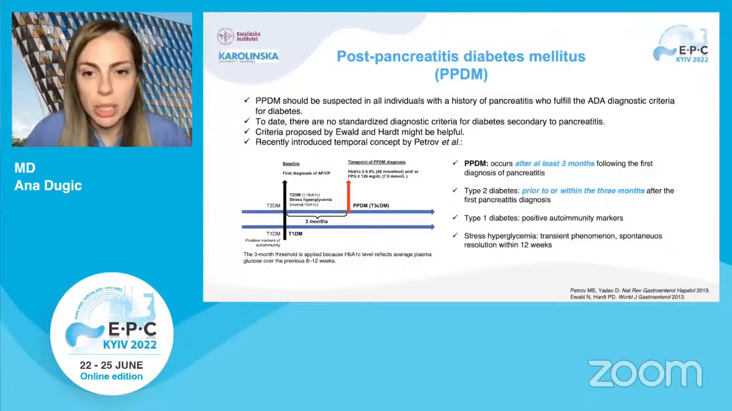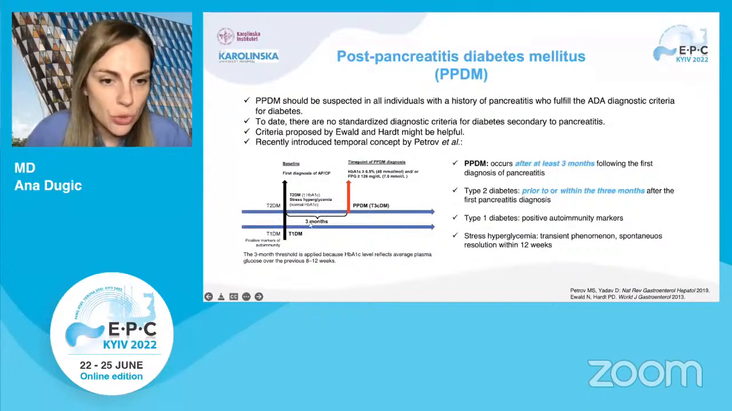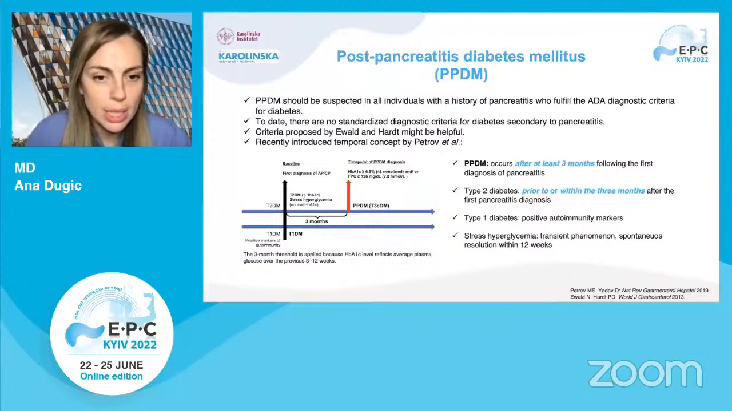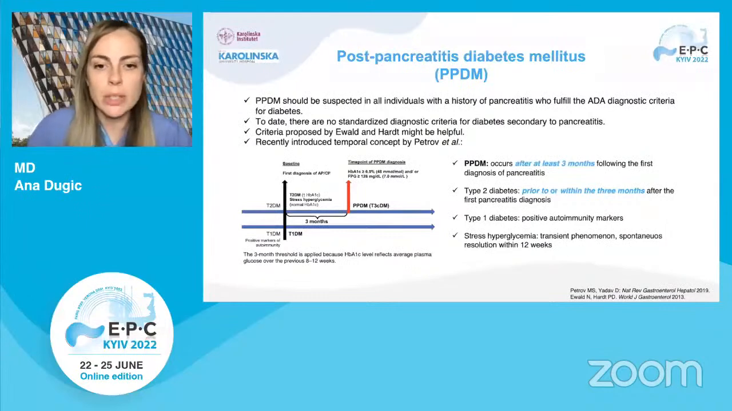Type 2 diabetes is diabetes diagnosed prior to or within the first 3 months after the first pancreatitis diagnosis. This 3-month threshold has been taken because hemoglobin A1C reflects average plasma glucose levels over the last 8 to 12 weeks. Type 1 diabetes is in patients with positive markers of autoimmunity, and there is also stress hyperglycemia, which is a transient phenomenon with spontaneous resolution after 12 weeks, and it's often seen in acute pancreatitis bouts.